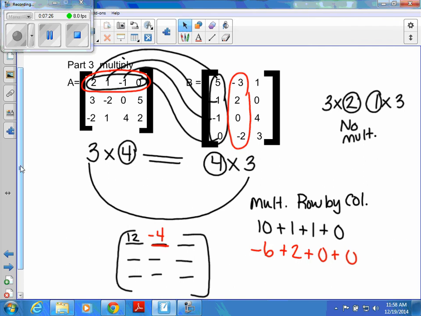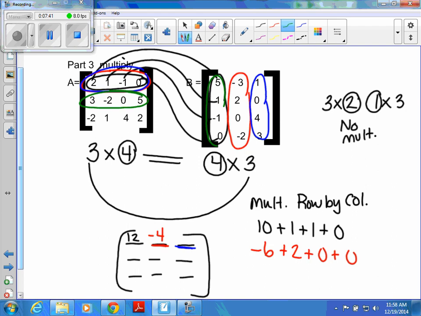And then after you do first row, last column, which would go right here, then you need to start with the second row. Then you would do the first column, and then the second row, second column, and then that's it.